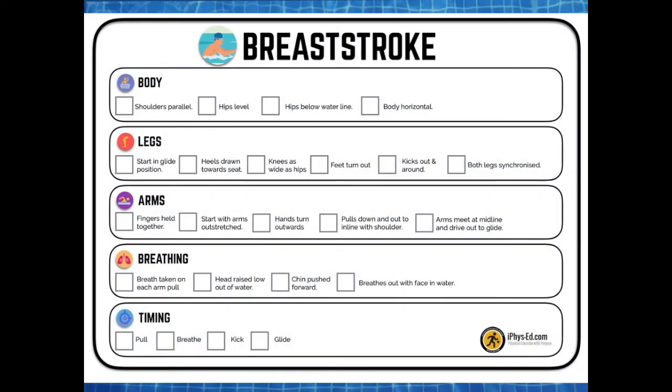So the same format: body, legs, arms, breathing, and timing. So for breaststroke in particular, timing is something that's very, very important. So you can see pull, breathe, kick, glide. So again, they're not only success criteria, but they become vocal cues for the students as they're thinking about that swimming: pull, breathe, kick, and glide.